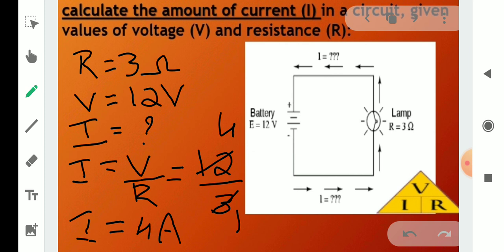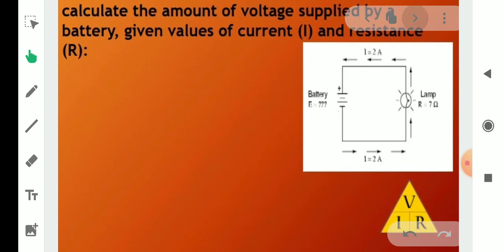Yes, in this electric circuit, how much electric current is flowing? That is 4 ampere of electric current flowing in this electric circuit. This is how you have to solve by using the magic triangle. If you remember this easily, you can remember the formula. Okay. So next, let us see.